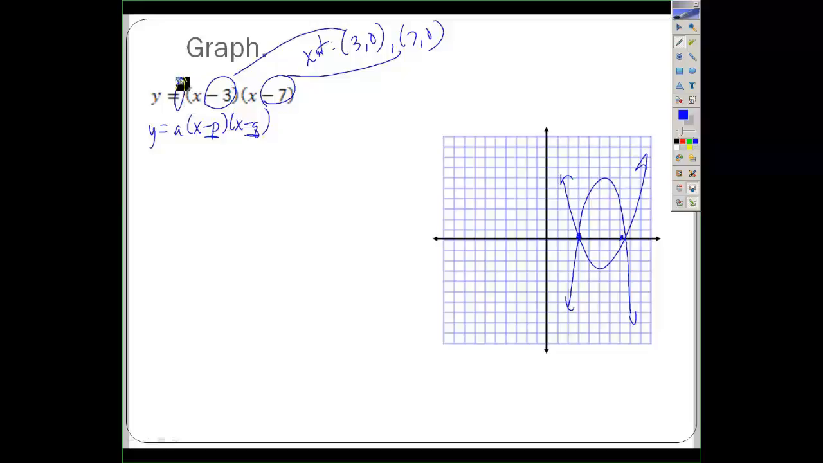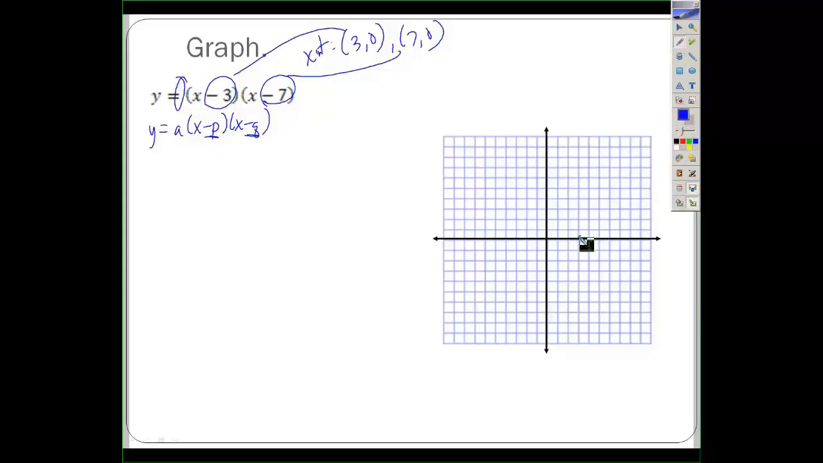Obviously, my a value is positive 1, so it will hold water. So I'm leaning towards this. It's going to look something like this. However, it's not enough just to sketch that point, okay? What you need to do is actually find what the vertex actually is, okay? So I know what it's going to look like. I just need to figure out what the vertex is.